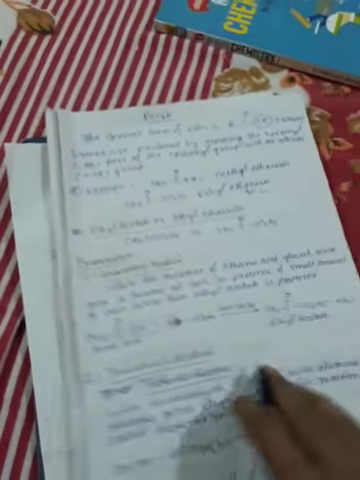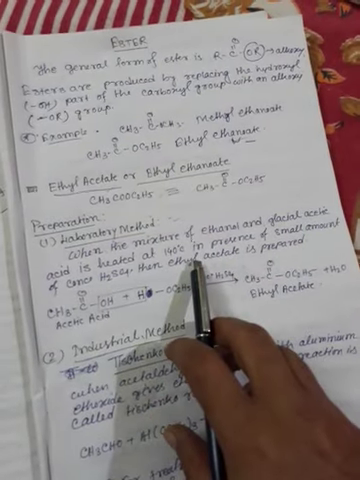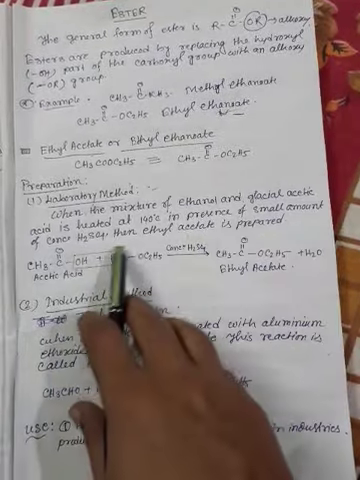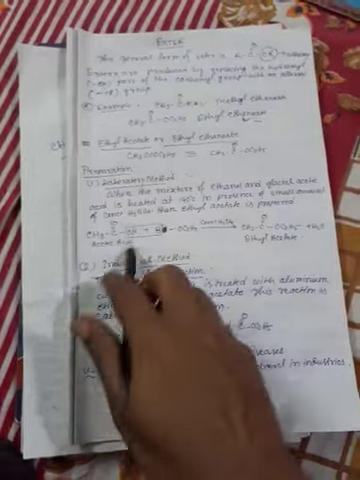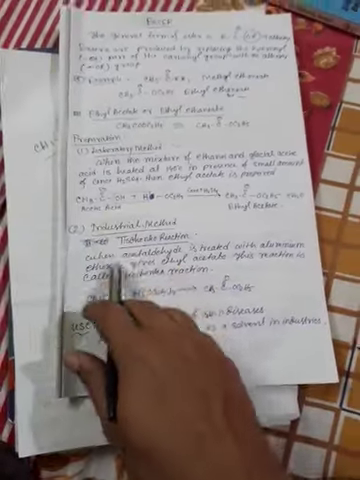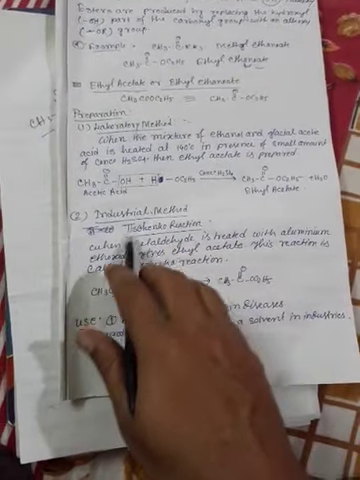Okay, now the first preparation is when the mixture of acetic acid and ethanol is heated at 140 degrees centigrade in the presence of a small amount of concentrated H2SO4, then ethyl acetate is prepared. Now, the second preparation is the industrial method by the Tischenko reaction. This reaction is known as the Tischenko reaction.